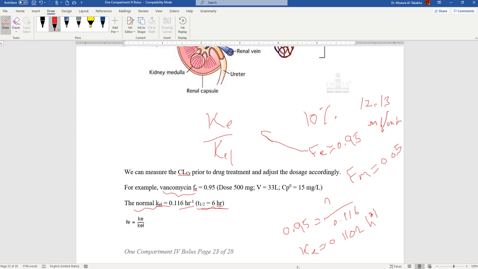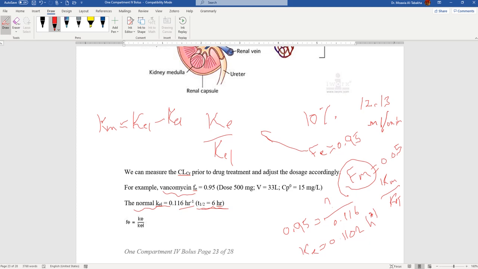Now that I know KE, can I know KM? What is KM? For the normal patient, either it is KL minus KE. Why? Because KL is KM plus KE. Either it is this one, or I can do it by looking at FM, and say that FM is equal to 0.05, which is equal to KM divided by KL. So I can use either of these two ways.